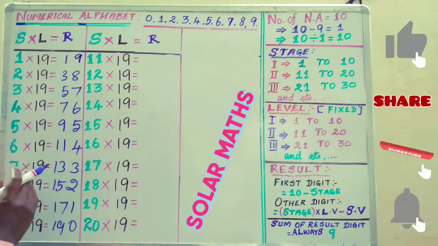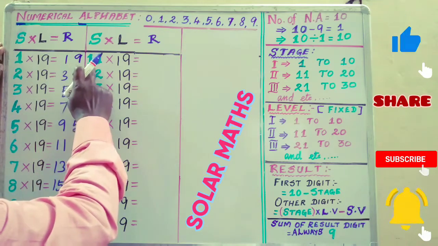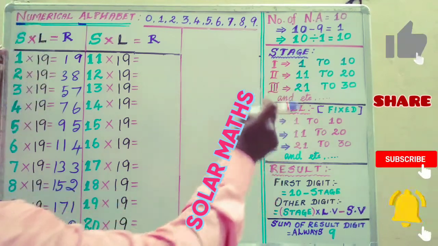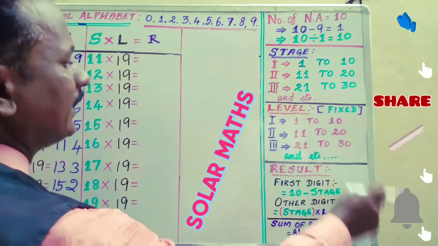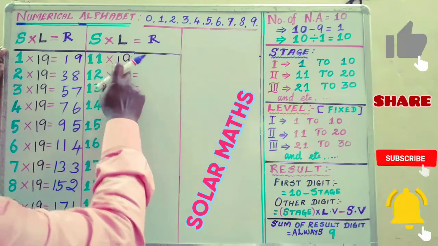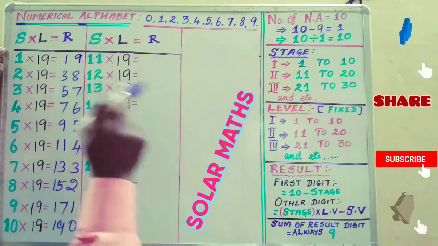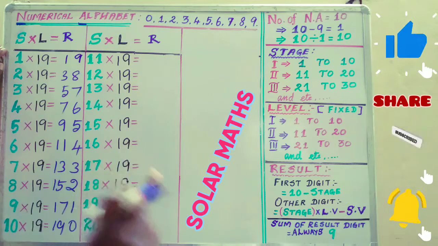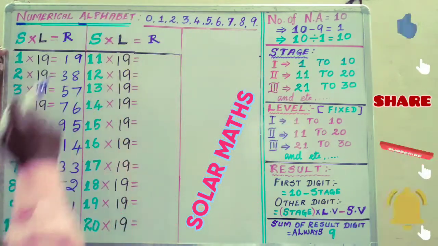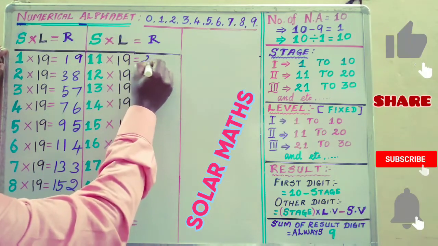With the same procedure, we will apply the second level. So here 11 into 19, 11 is the second stage value. So we subtract 2. So 11 into 2, because 19 is the second level. So we will multiply 11 into 2. So 11 into 2 is 22. 11 is the second stage. So subtract 2. So 22 minus 2 is 20.